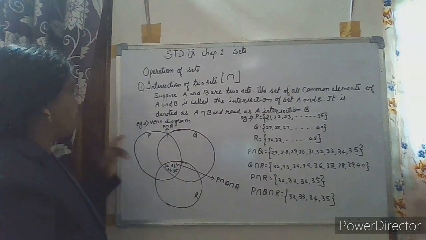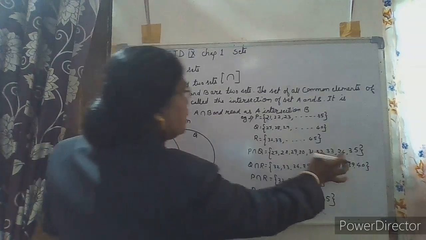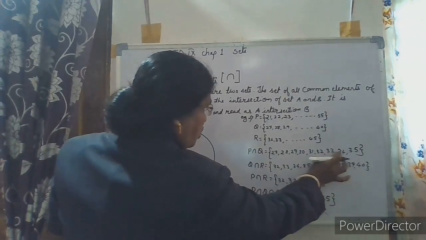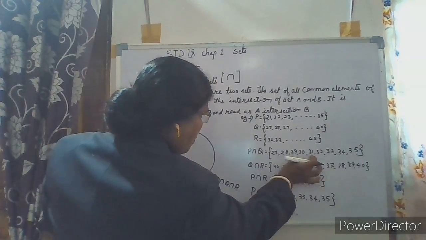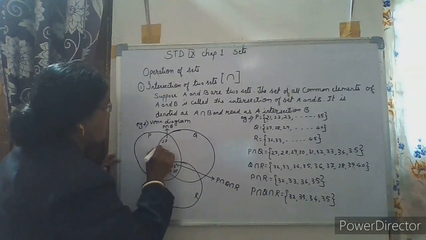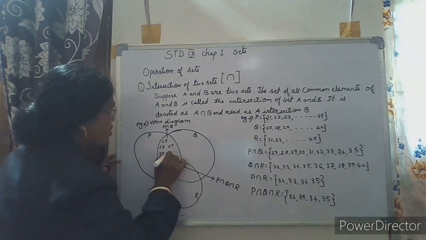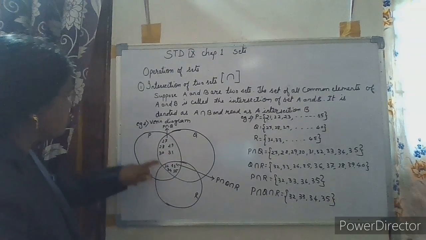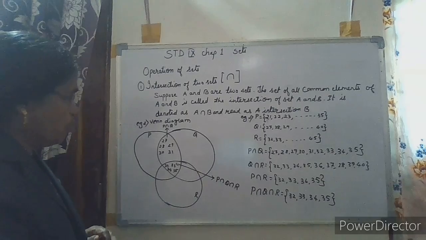Yes, now P intersection Q. Look at P intersection Q. Already we have in this part 32, 33, 34, 35 already written. So only we have to write 27 to 31 in this part. So 27, 28, 29, 30, 31. So this full part is now showing the P intersection Q.